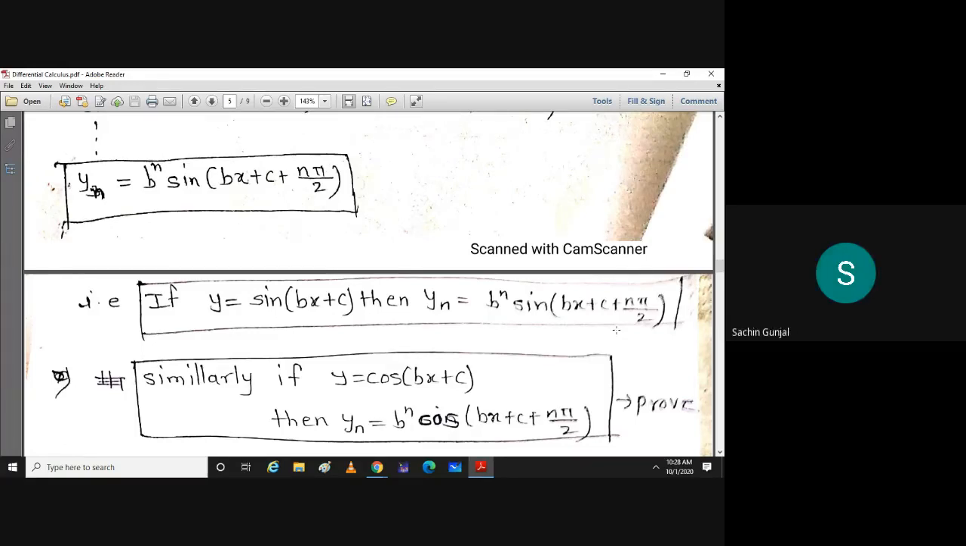Sir, won't the minus come, as the cos x derivative is minus sin x? Yeah, but we are adjusting it in pi by 2, no? Look at that quadrant. Yes. Okay. Please note down these two formulae.